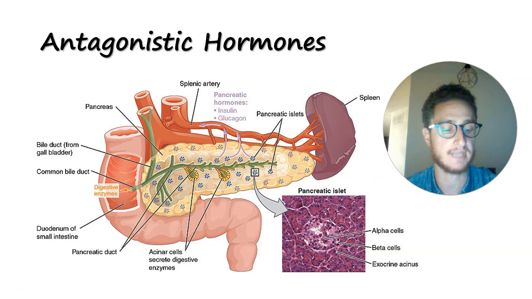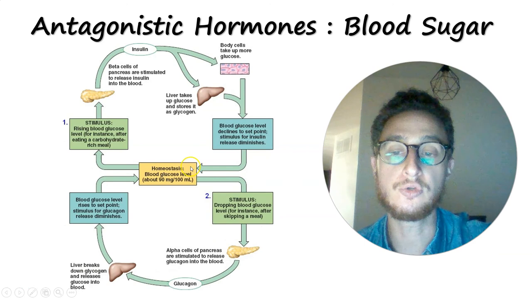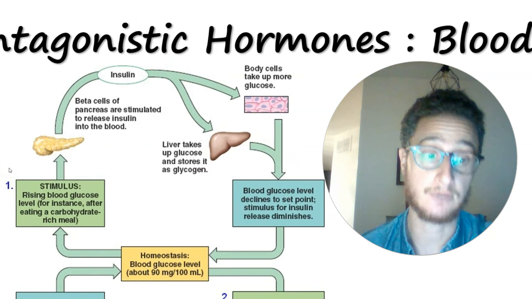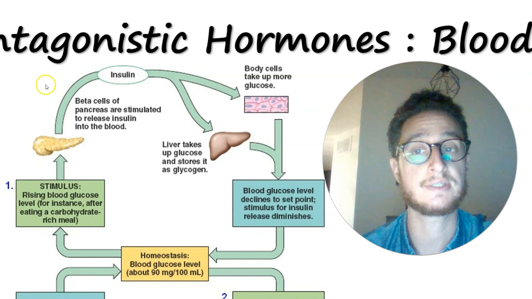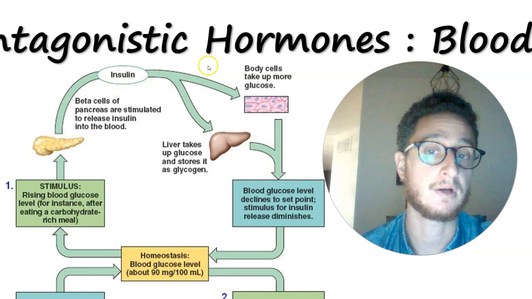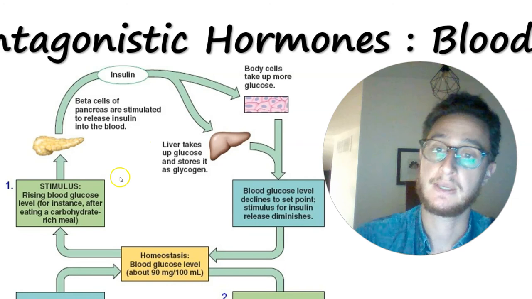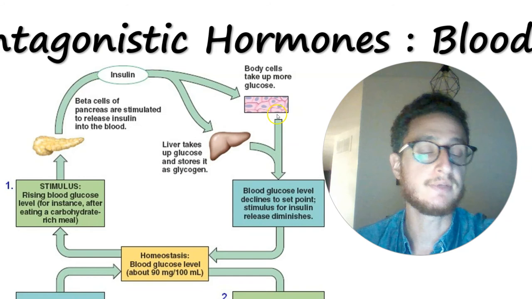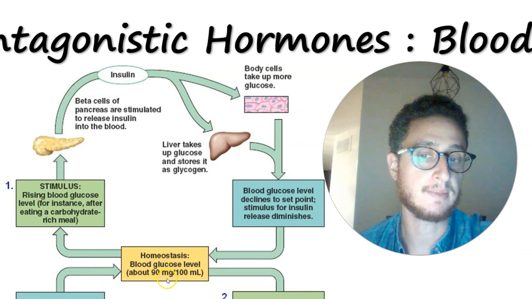Let's see how it works. So your blood glucose levels should always be around 90 milligrams per 100 mils of blood. If you eat a meal, that number, of course, is going to go up. Increased levels of blood sugar are going to be detected by the beta cells of your pancreas, which is going to tell it to produce the hormone insulin. The targets for insulin are your body cells. It's going to say uptake more glucose from the blood, and in particular your liver. It's going to say store that glucose for the day in the form of glycogen. And both of these actions are taking glucose out of the blood, so your blood sugar level should come back down to 90 milligrams per 100 mils fairly quickly.